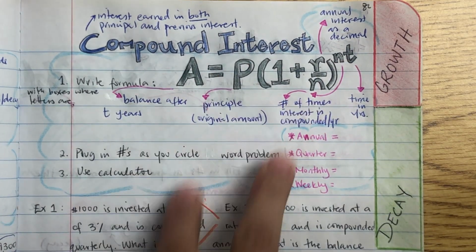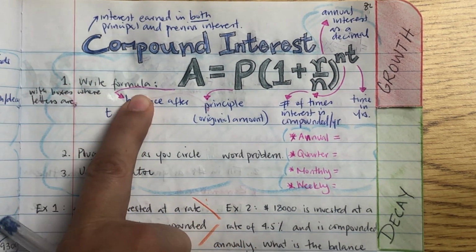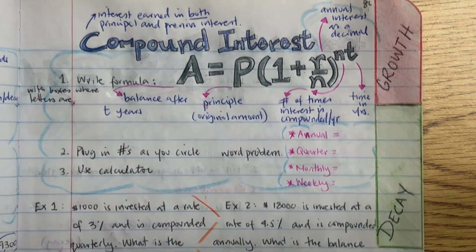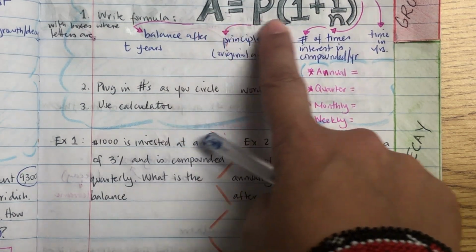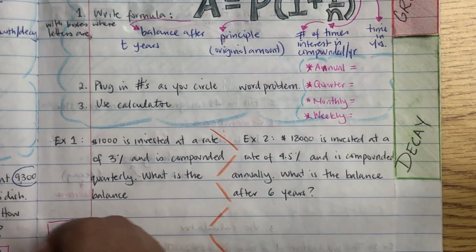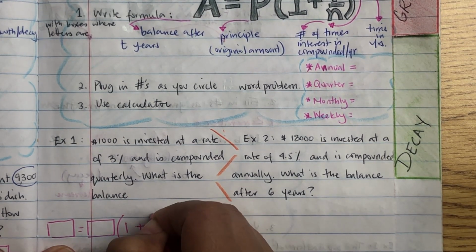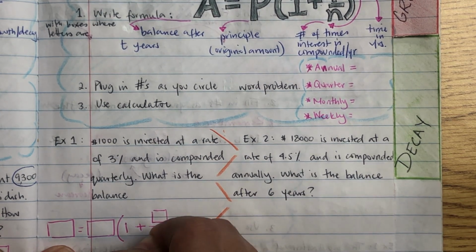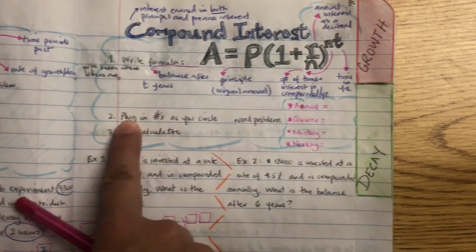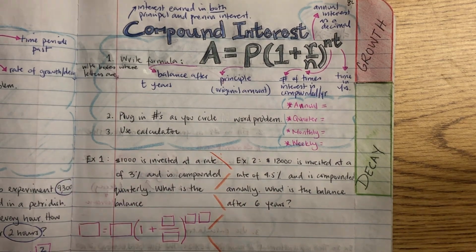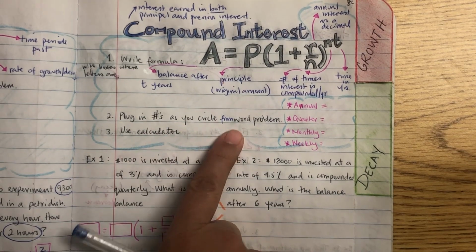Once you know what that means, it's just a matter of reading and putting things where they belong. So the very first thing you're going to do, just like you did before, is write the formula with boxes where the letters are. We're going to take a look at a question real quick at the same time. This is A equals, and then principal, parentheses, 1 plus box divided by box, box. Okay. Then it says plug in the numbers as you circle from the word problem.